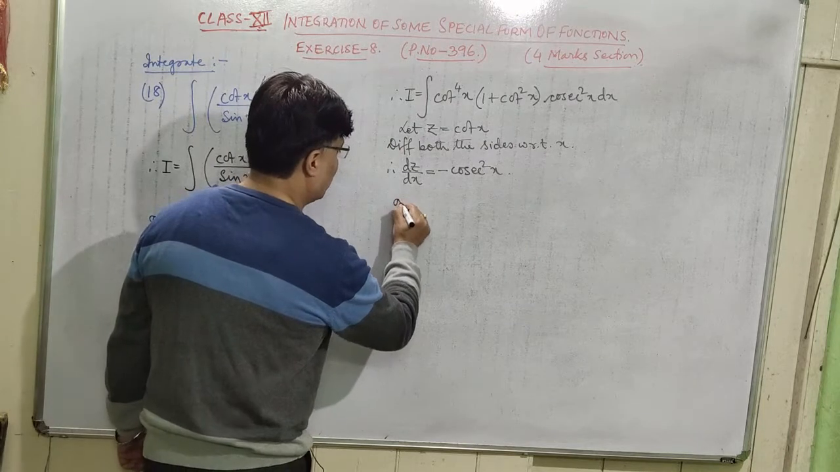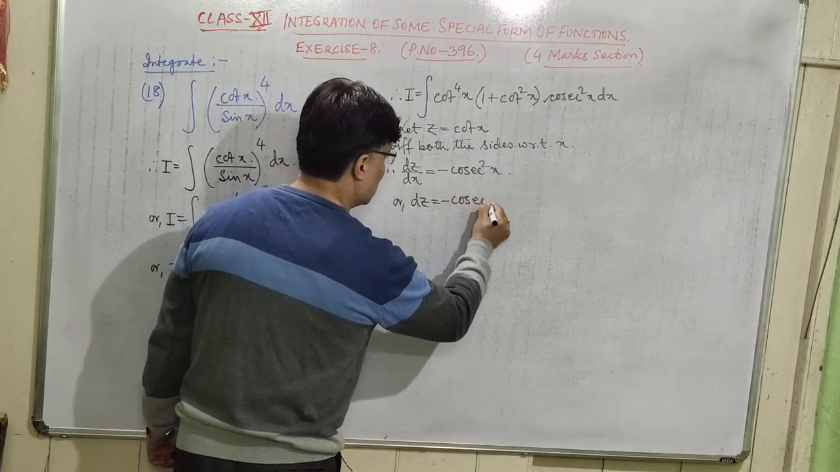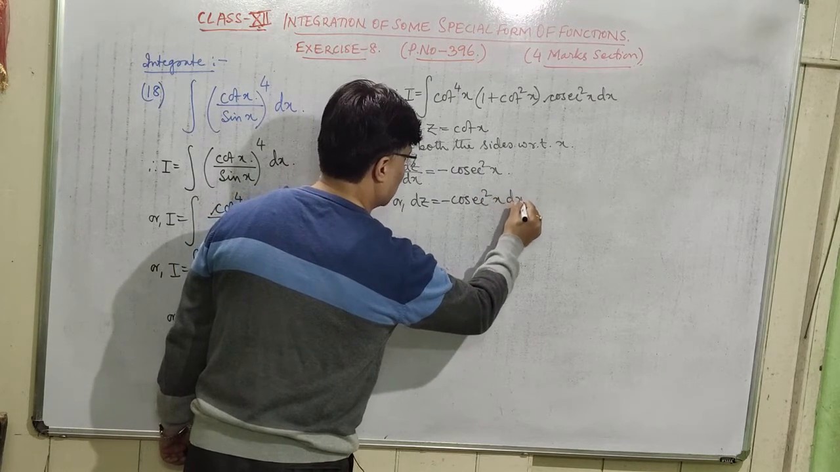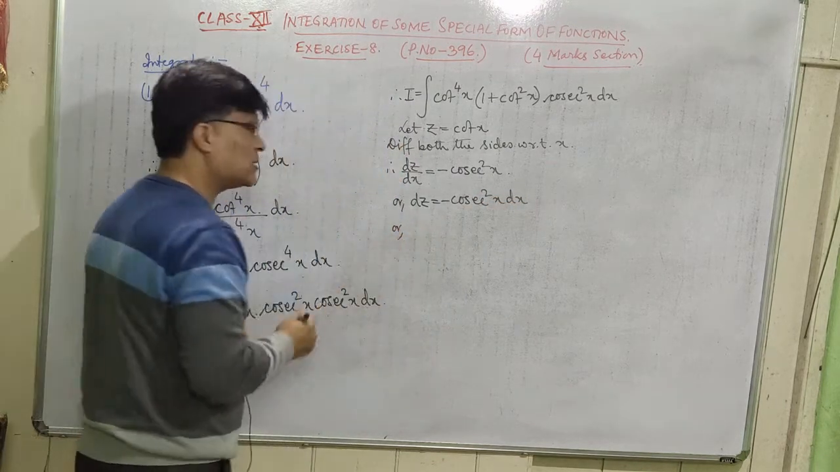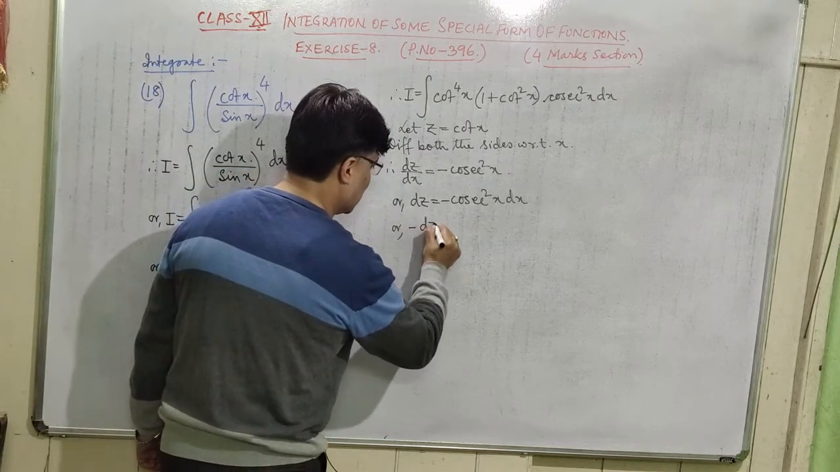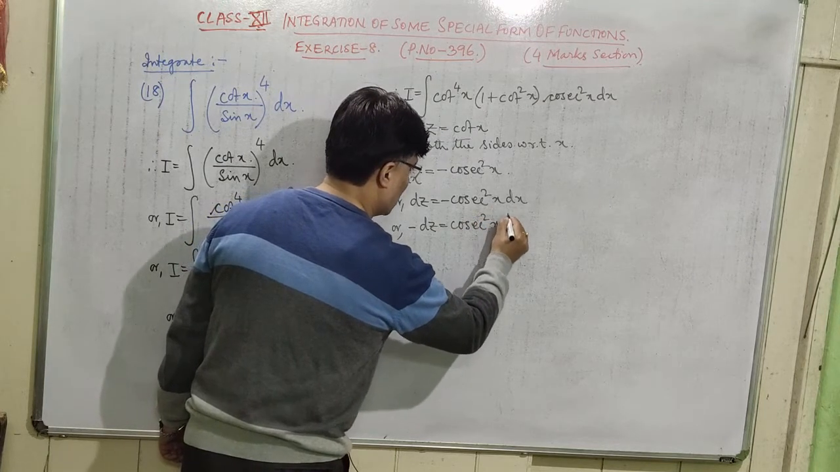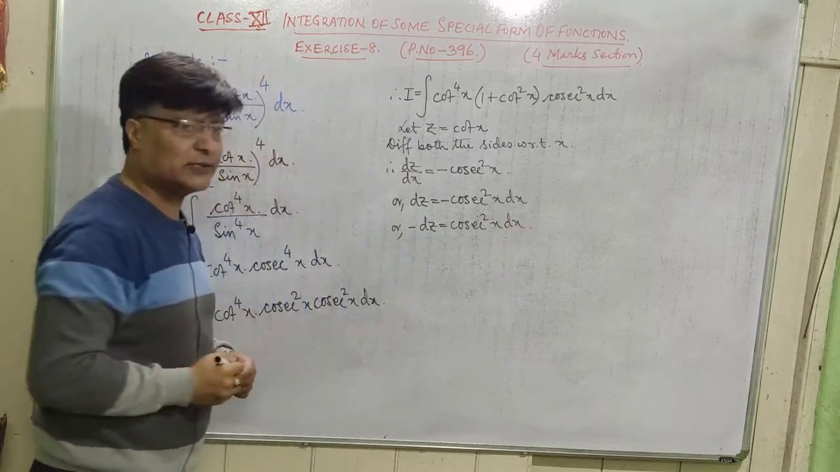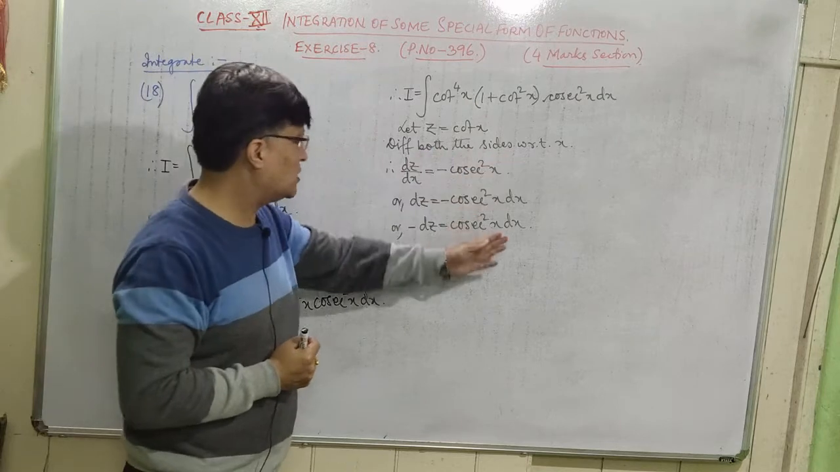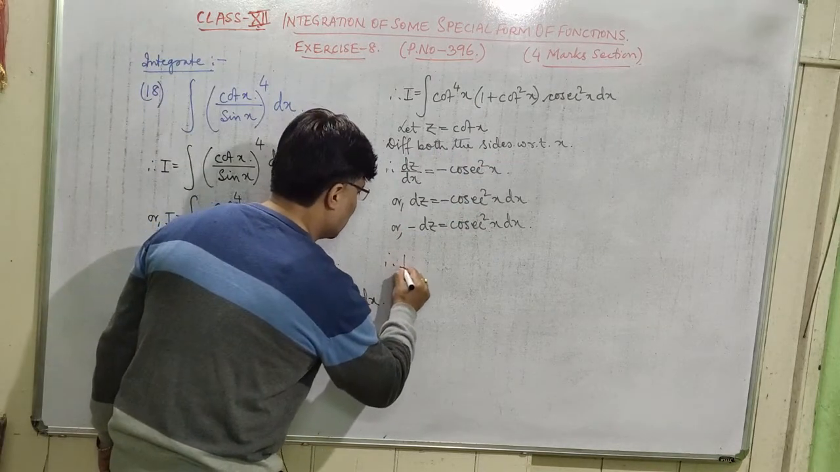Now let us cross multiply. So dz is equal to minus cosec square x dx. And now let us take this minus sign to the left hand side. So it becomes minus dz is equal to cosec square x dx. That is, the value for cosec square x dx is minus dz, right? So therefore let us put it in I.